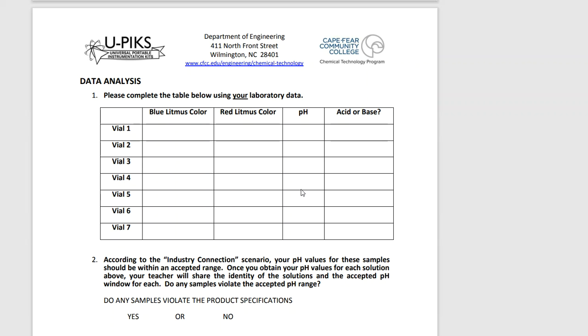So have fun with the pH. It is a general intro, getting you used to a pH meter, getting you used to the litmus paper all over again, and this definition of an acid or a base.